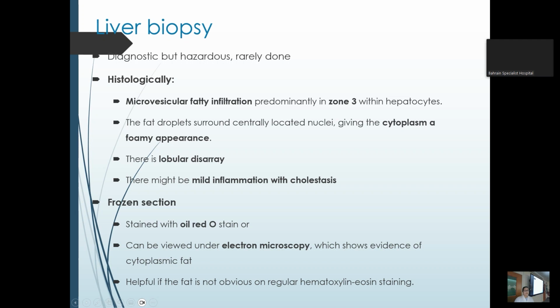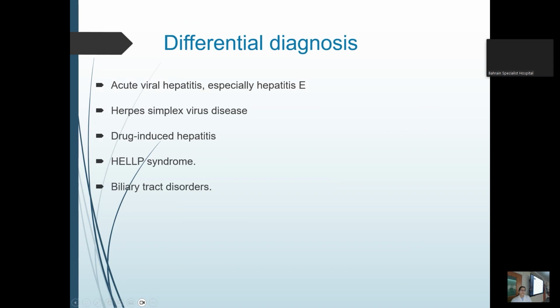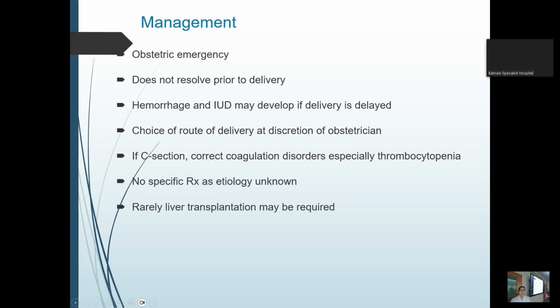Biopsy is rarely done, only when the diagnosis will change the outcome, but on histology, it is microvascular fatty infiltration in zone 3 showing a foamy cytoplasmic appearance, and there is lobular disarray with mild inflammation and cholestasis. Differential diagnosis is done with acute viral hepatitis, especially hepatitis E, herpes simplex viral disease, drug-induced hepatitis, HELLP syndrome, and biliary tract disorders. Management: this condition is an obstetrical emergency.